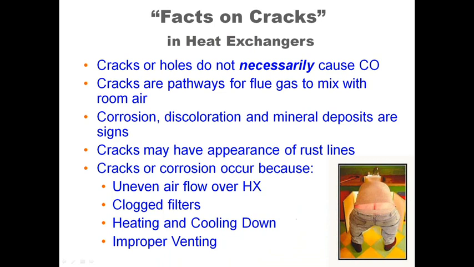But cracks can have the appearance of corrosion, discoloration, mineral deposits, all signs that you could have failure in the heat exchanger. So you want to start looking, because cracks change the flame characteristics. When the flame characteristics change, it's going to affect the operation of the burner in that cell. Cracks can have the appearance of rust lines. Cracks or corrosion occur because of uneven airflow across the heat exchanger, clogged filters, heating and cooling down, and simply improper venting.